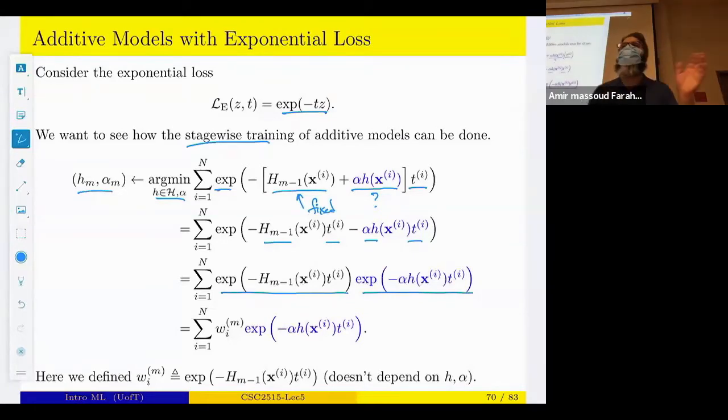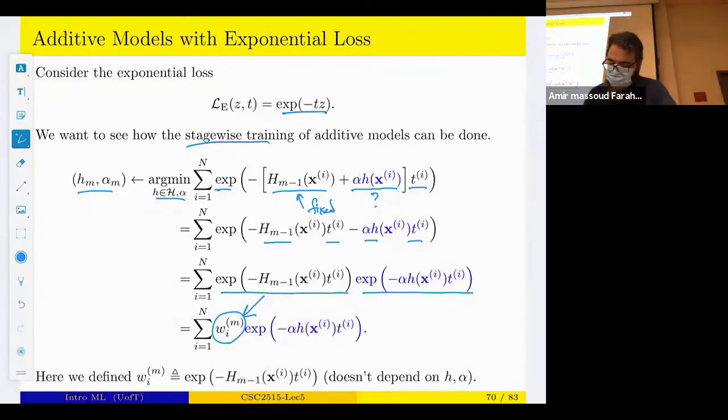And I'm kind of ignoring the i part, but each of them has an index of i, which is the data point. So the important thing is, I call this whole term w_i of m. So this can be seen as a weight on data point i using the m-1 previous models.